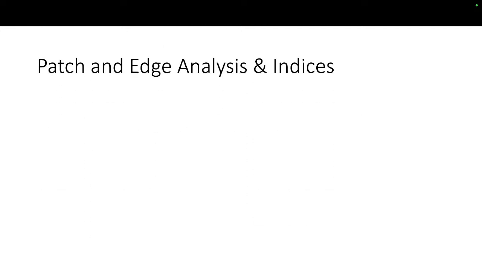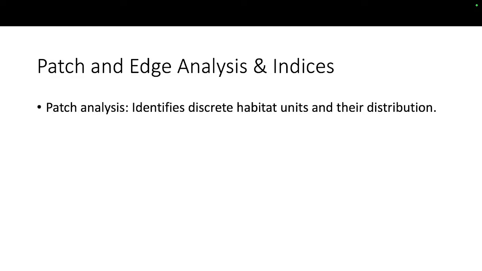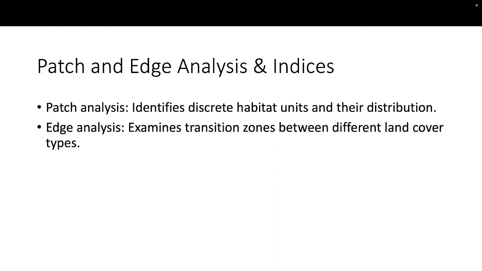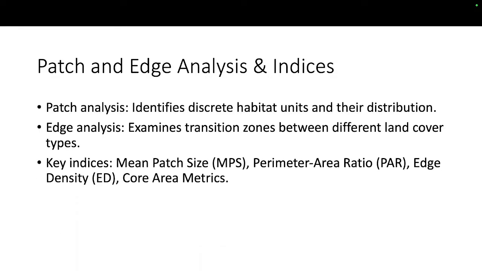We'll also discuss patch and edge analysis indices. Patch analysis identifies the discrete habitat units and their distribution. Edge analysis examines the transition zones between different land cover types. Key indicators are mean patch size, perimeter-area ratio, edge density, and core area metrics.